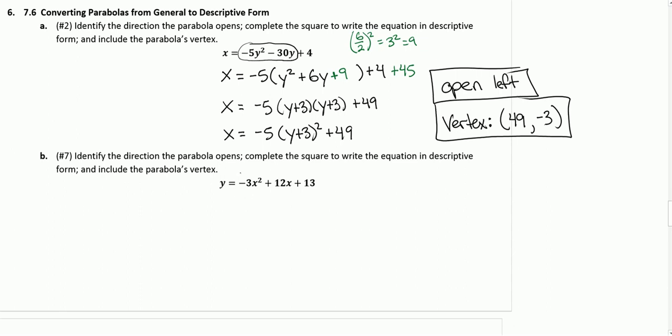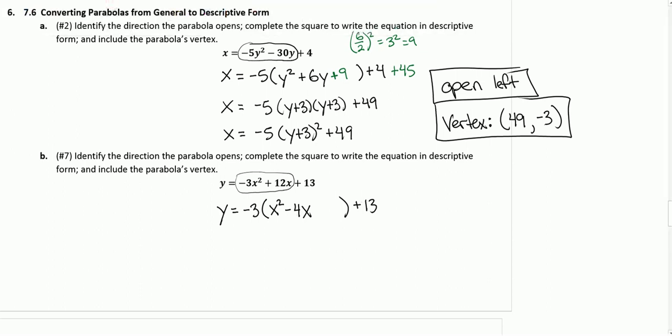So we start by looking at the negative 3x squared plus 12x. We make sure whatever is in front of x squared we factor out of that part. So we're left with x squared minus 4x, changing the sign, and leave a little space, plus 13. That negative 3 we're only factoring out of the first two terms, not touching that 13.